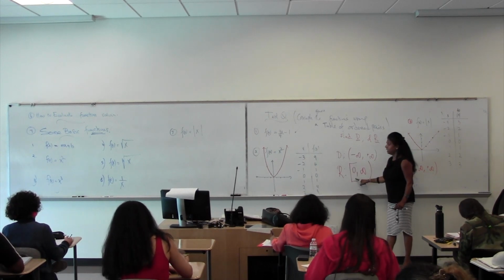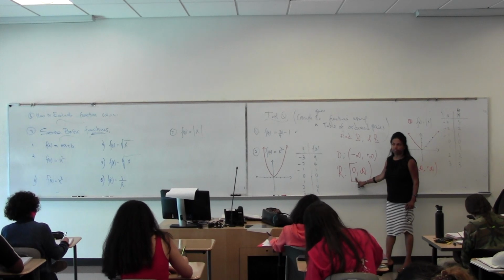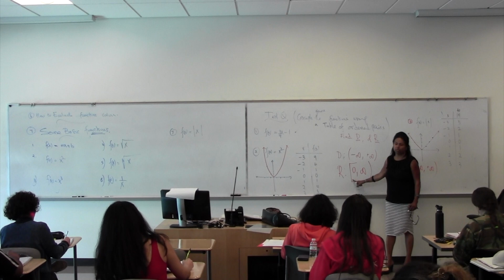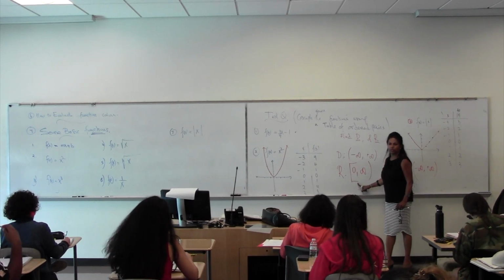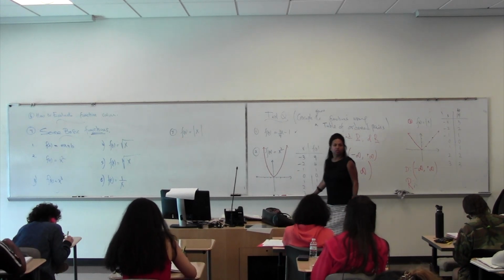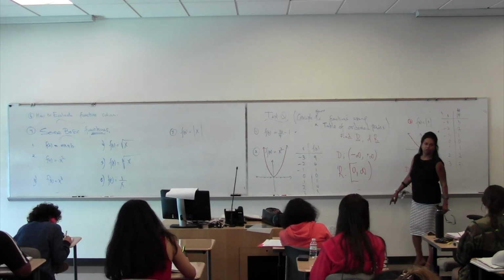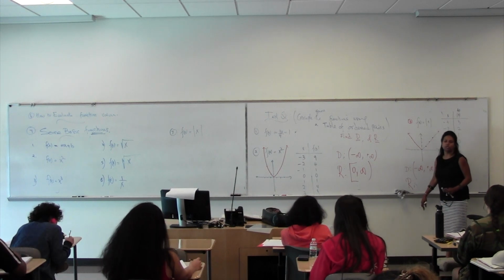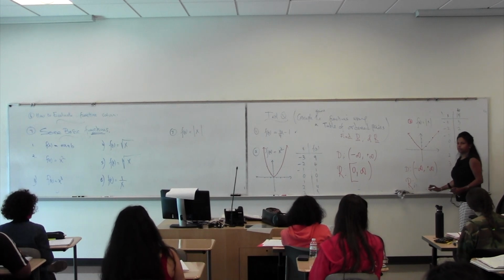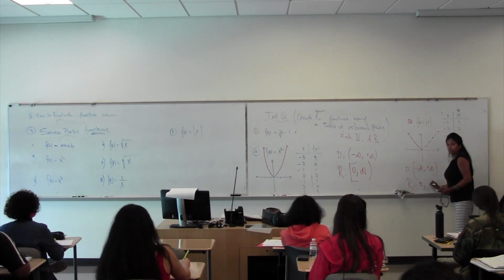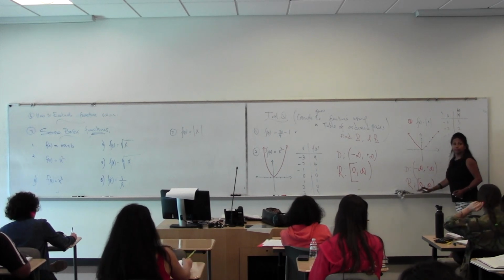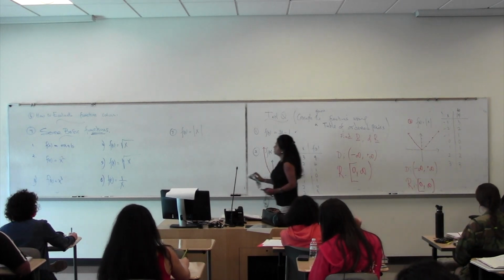If you have it open here, that's wrong. 0 is part of the range here. Range is all the y values. All the y values we are going to get by using all possible x values is 0 to infinity. How about this one, guys? 0 to infinity, including 0. So far good? Okay, so that's number 2.